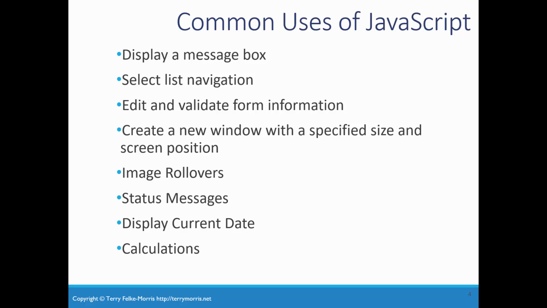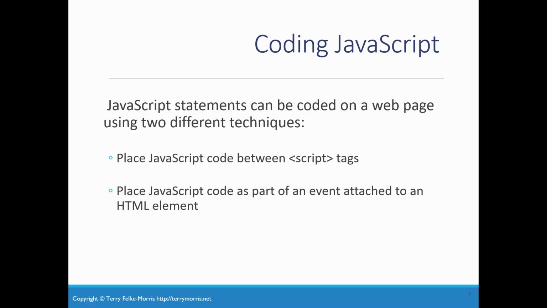Some things that you can do with JavaScript, and by the end of the class, when we go over the other book on JavaScript, you should be able to do most, if not all of these: display a message box, select list navigation, edit and validate form information, create a new window with a specified size and a specified screen position, perform image rollovers, create status messages, display the current date, and do calculations.